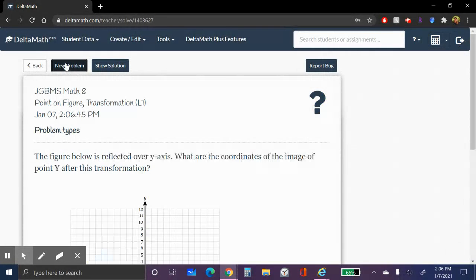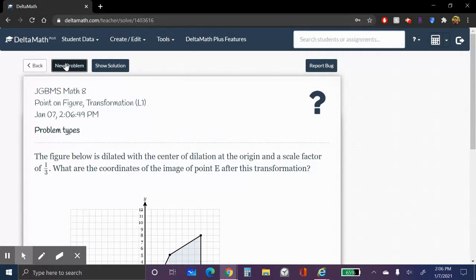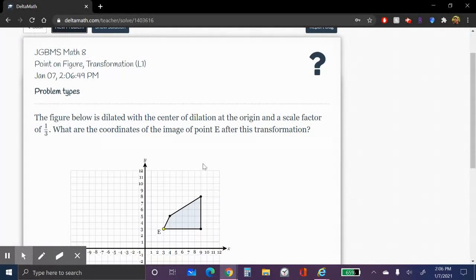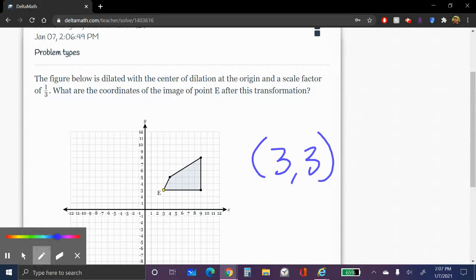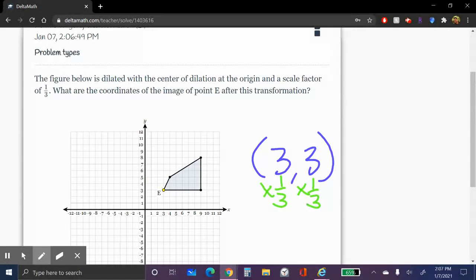All right, let's see. All right, dilated with a scale factor of 1/3. All right, so the point here is 3, 3. So we have 3, 3. And when you dilate it, that means you multiply the x value by 1/3 and the y value by 1/3, by the scale factor. So whatever the scale factor is, that's what you're multiplying both coordinates by.